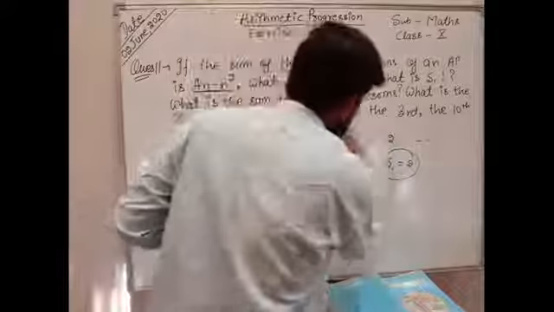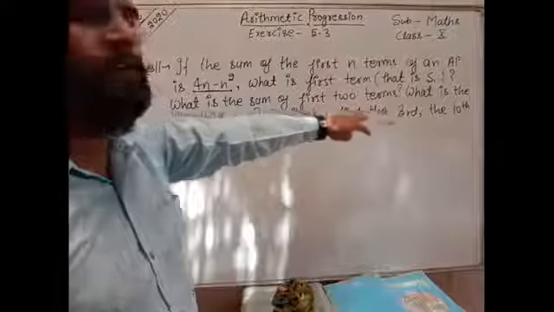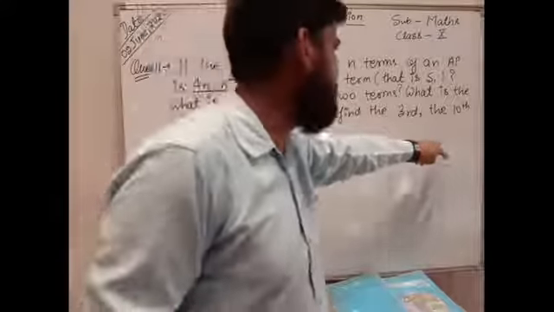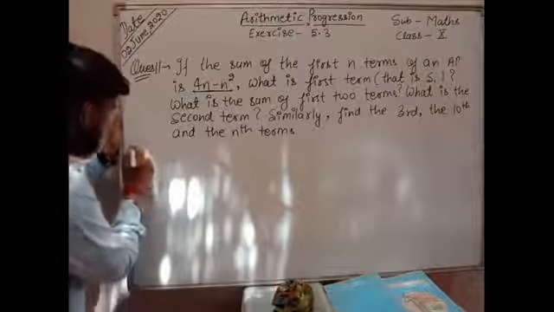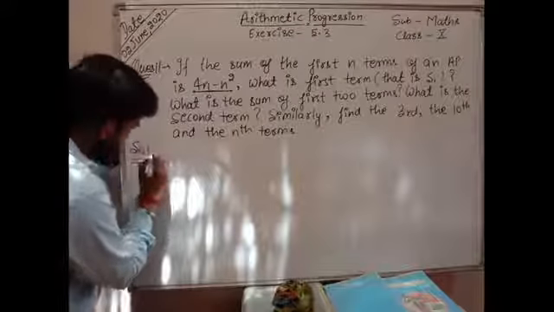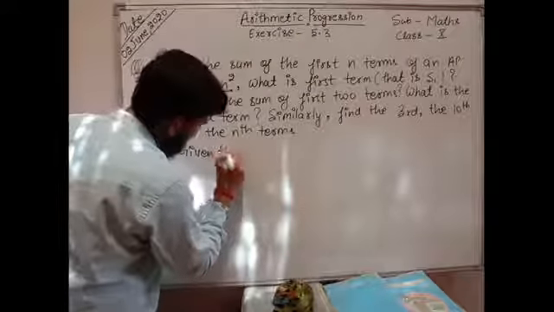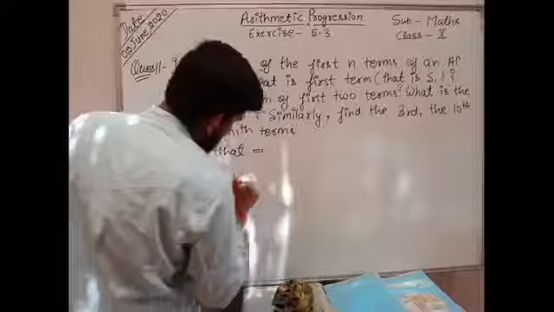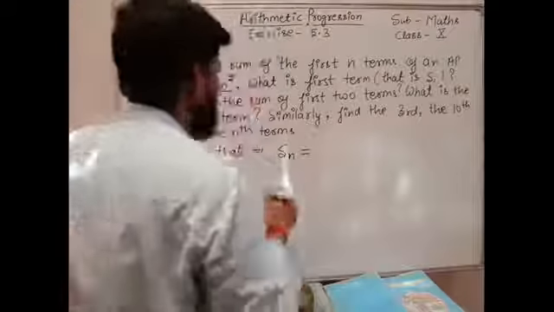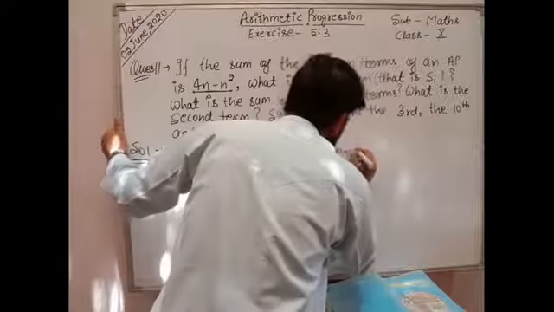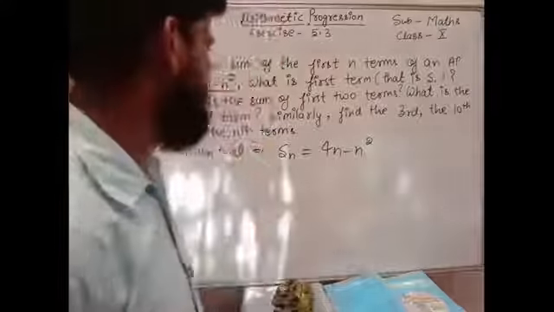Okay, after that we have to calculate the sum of the first two terms, then the third term, the 10th term and the nth term. Okay, so now let us do the solution. First we will write what is given in the question. So given that, Sn is equal to 4n minus n square. Okay, this is our Sn.